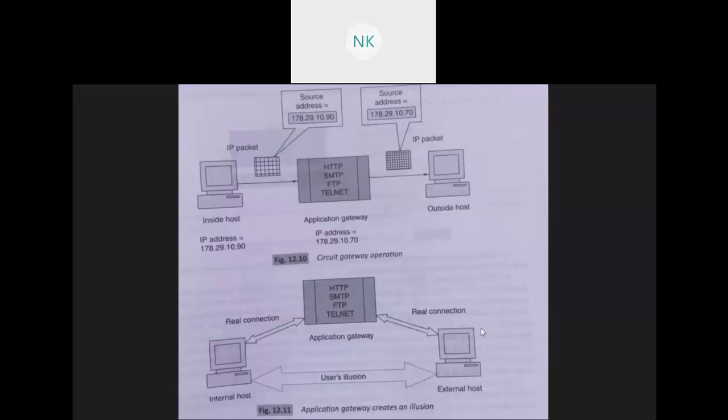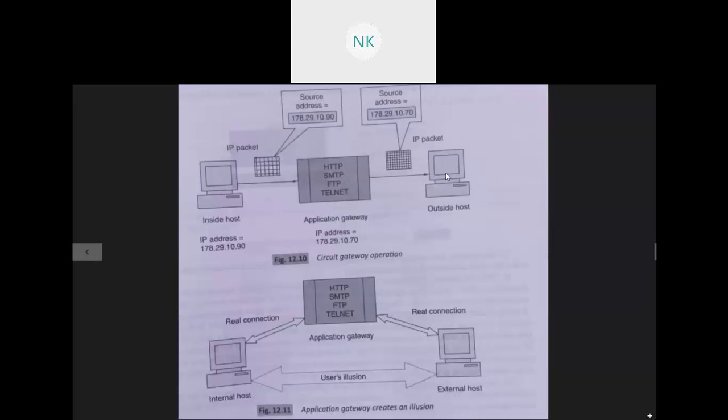Can you see this other diagram? Let me check the chat. Yes, right. Okay.